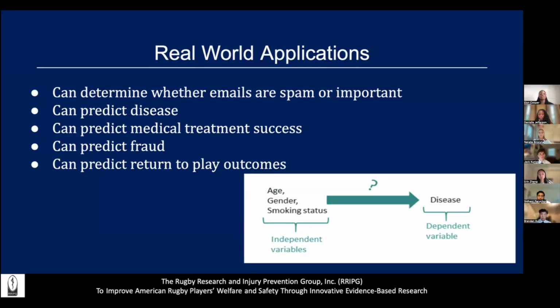It can predict different diseases. It can predict medical treatment success. It can predict fraud. And most important to us, it can predict return to play outcomes. So as you can see down here, we have our independent variables like age, gender, and smoking. And then you will get your probability that you will get a disease from doing these things.